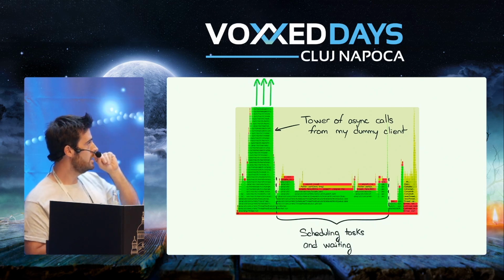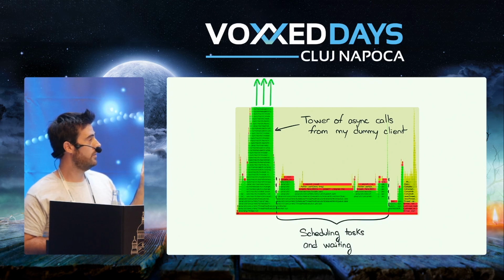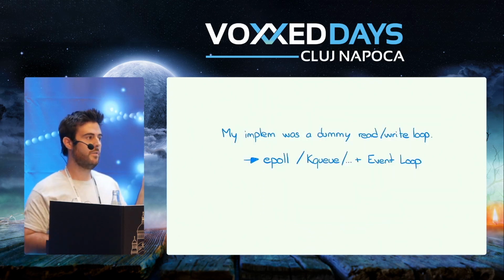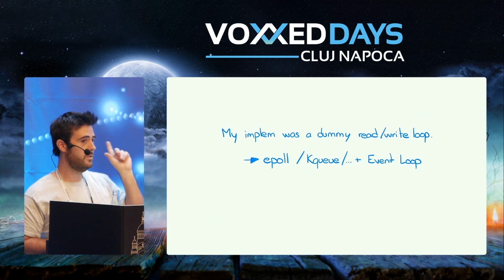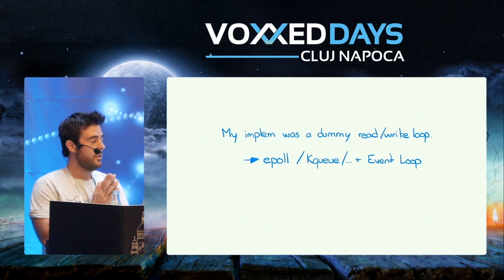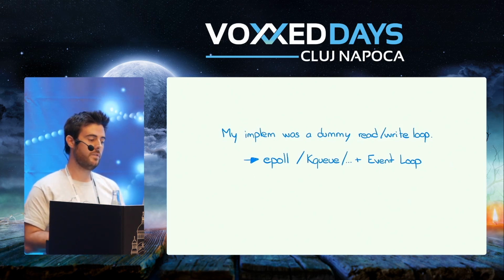But what you can see also is this giant pile of asynchronous calls that are made, and this is because my implementation of this asynchronous HTTP client is really shitty, actually. All right, so it's not really efficient, and it could have been more efficient by using a lower level API, such as epoll or the kqueue system calls, and a pattern known as event loop.